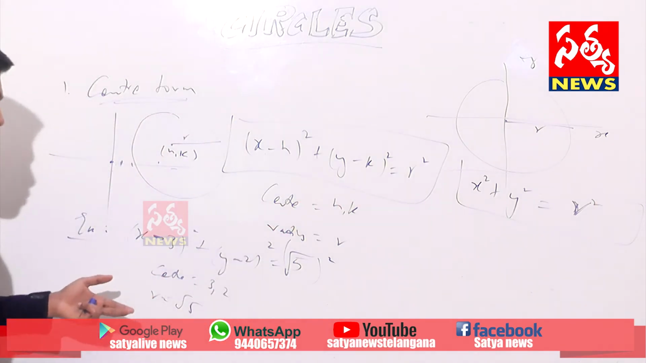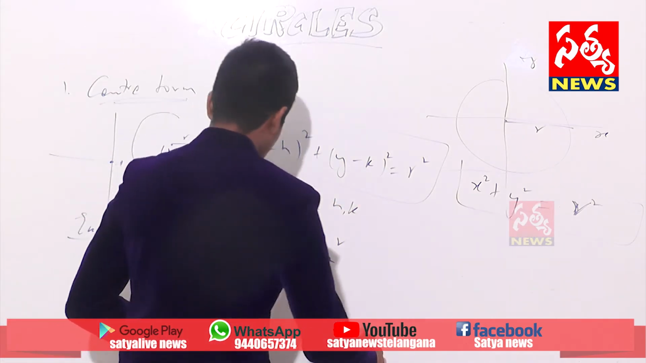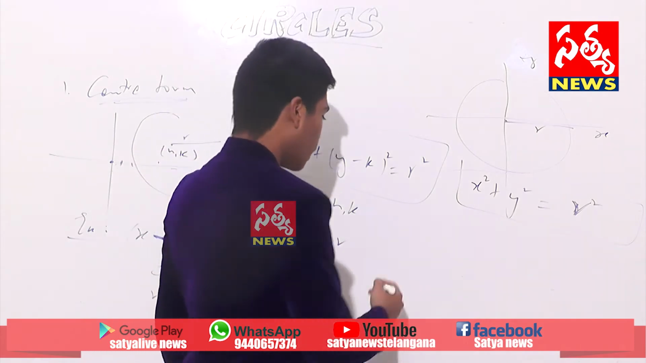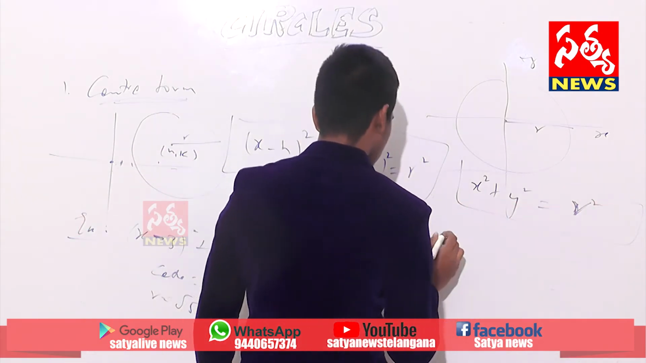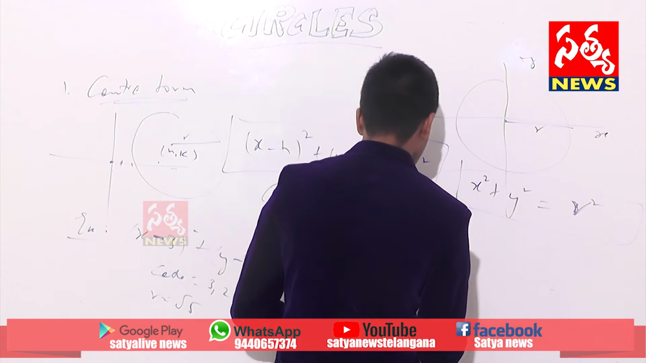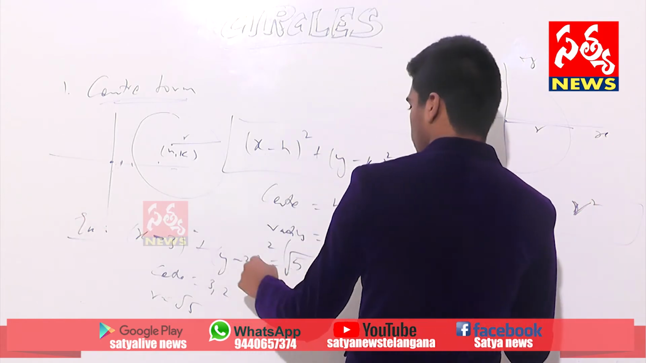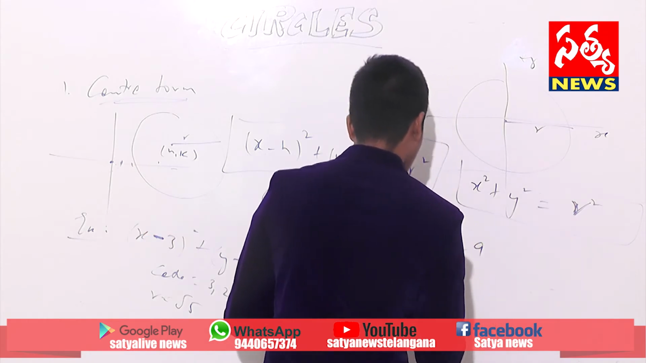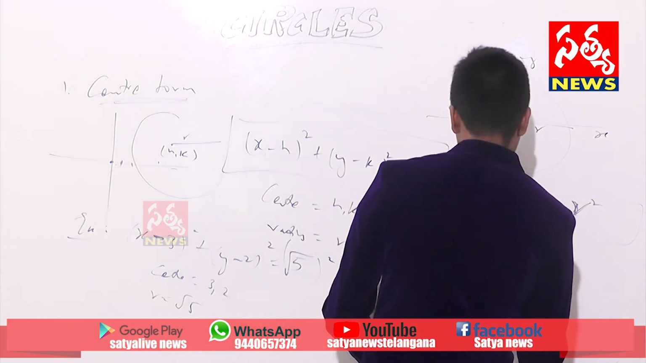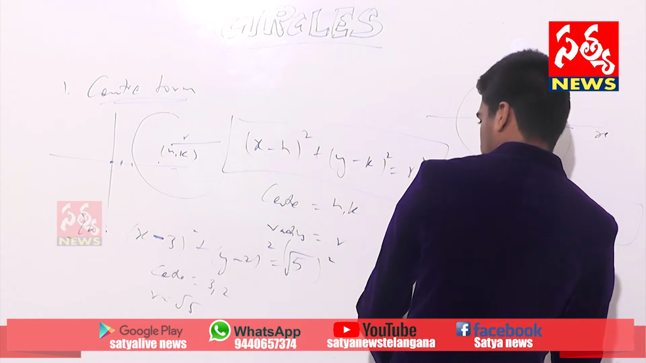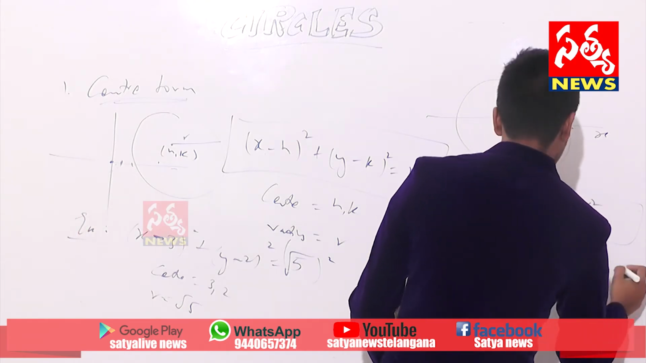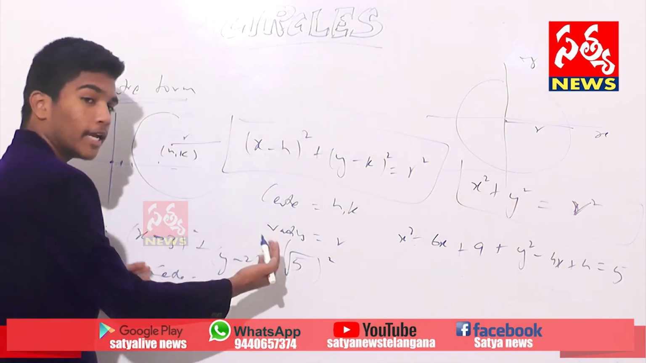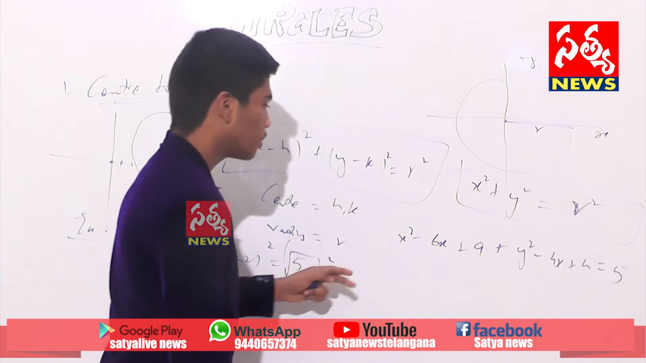There will be some tricky questions here. Same, this equation can also be given in another way. X square plus 6x plus 9 minus 6x plus y square minus 4y plus 4 is equals to 5, right? I have done the expansion of this equation.